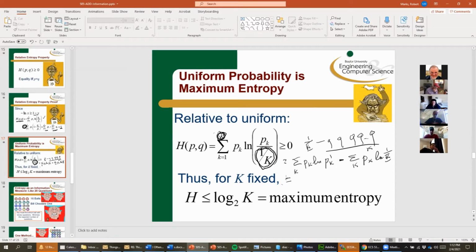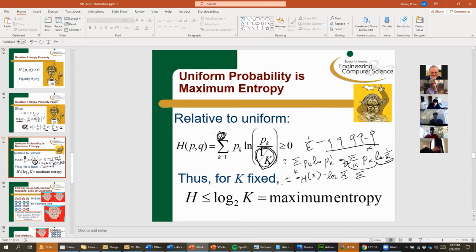This first entry is recognized as minus the entropy of the stochastic process of P sub K. And the second one, well, let's look at this. This log of 1 over K, that can go outside, can it? Because that's not a function of little k anymore. And so we have this is minus the log of K.